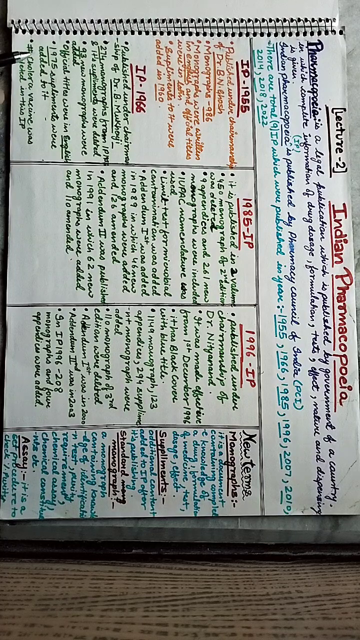Supplements to this IP were added in 1975. And an important note: cholera vaccine, which was there in IP 1955, was deleted in this IP. This is an important MCQ that can come, in which IP was cholera vaccine deleted? That was IP 1966.